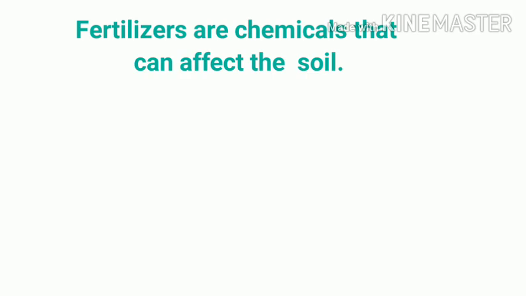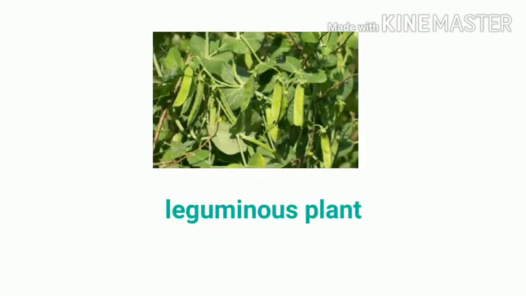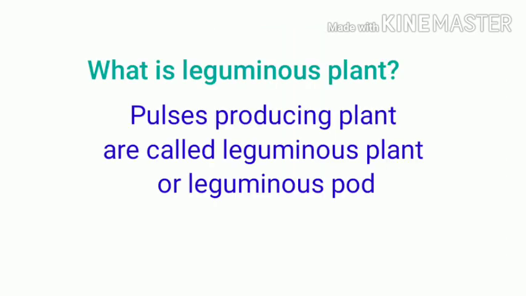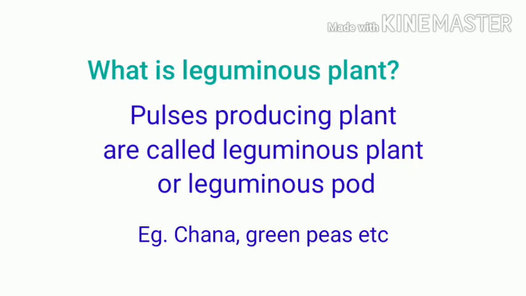Sometimes, not mostly, the fertilizers have chemicals that can harm the soil. So in such cases farmers prefer leguminous plants. What is a leguminous plant? Pulses plants are also called leguminous plants. Examples: chana plant, green peas, tur dal plant, all of them are called leguminous plants.